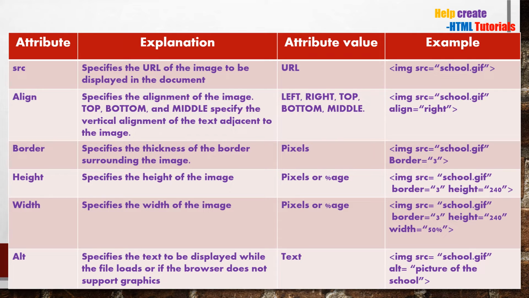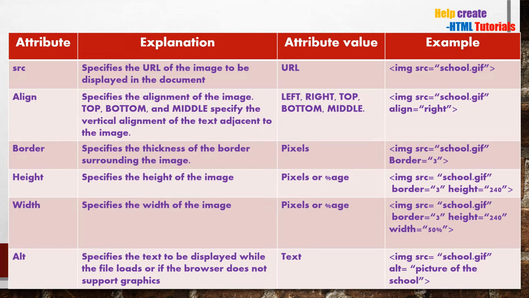Border specifies the thickness of the border surrounding the image. The attribute value is pixels and the example is img src equal to school.gif, border 3. Height specifies the height of the image, in pixels or percentage: img src school.gif, border 3, height 240. You can also mention it in percentage like 40% or 240% or anything. So width specifies the width of the image, pixels or percentage. So img src equal to school.gif, border equal to 3, height equal to 240 and here width is mentioned in percentage, so it is 50%.